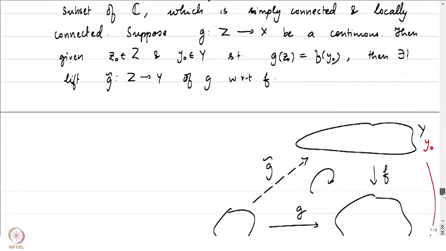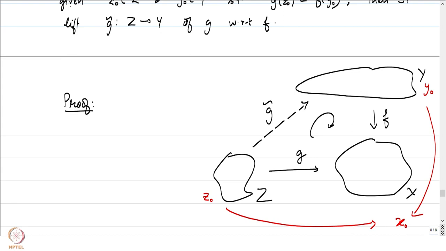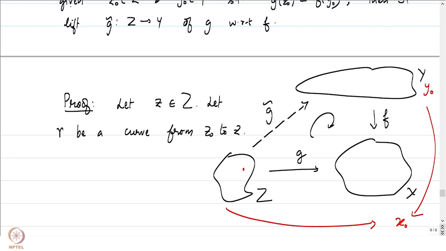Okay, so let's give a proof of this theorem. The proof is going to use the machinery we have developed till now. To even define G tilde, let's pick some arbitrary point. Let Z be a point in capital Z and let's pick a curve. Remember that it's a connected space and in particular it's going to be a path connected space. Let gamma be a curve from Z0 to Z. So if I had to draw the picture, this is the point Z0, and if this is the point Z, then you pick a curve gamma which connects Z0 to Z.